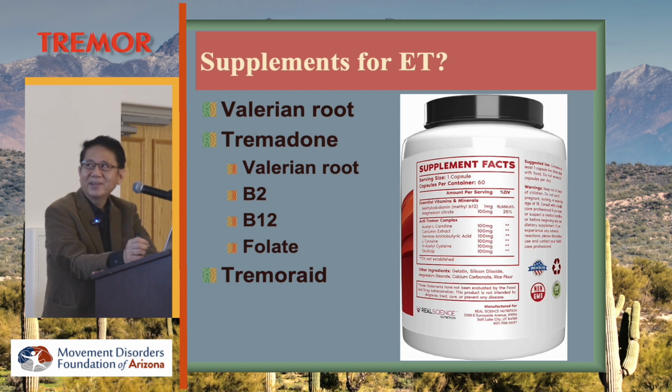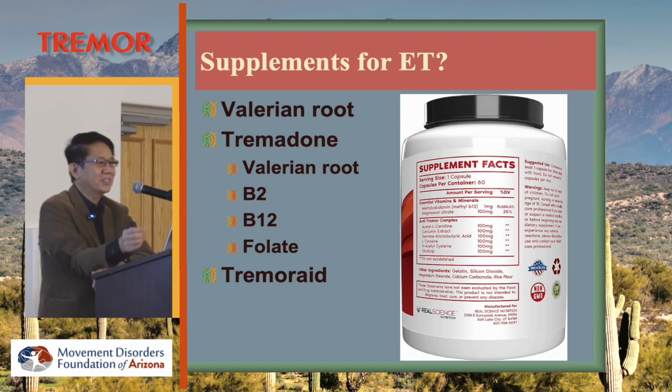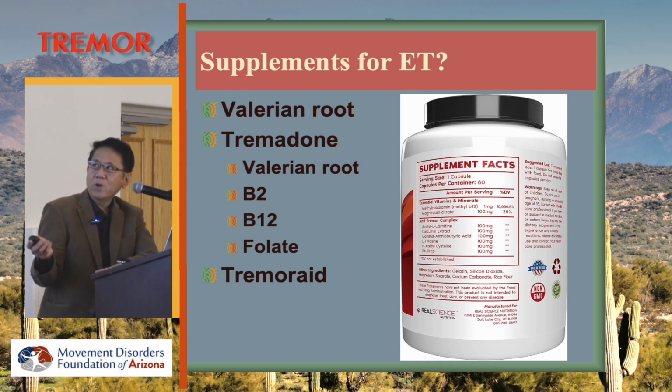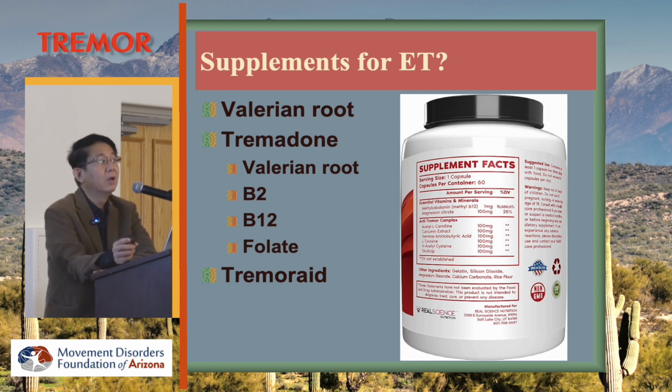I kind of combed through that entire suitcase of supplements and vitamins and good stuff supposedly for general health. One of the things that I look for, if they have tremor, would be one of these three things. One is valerian root, which is quite sedating. Actually, I've used these for patients with insomnia. And the most common one that patients have tried with positive results is Tramadol. So it's a combination of valerian root, B2, B12, and folic acid.